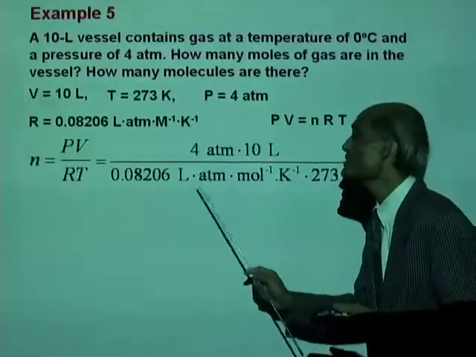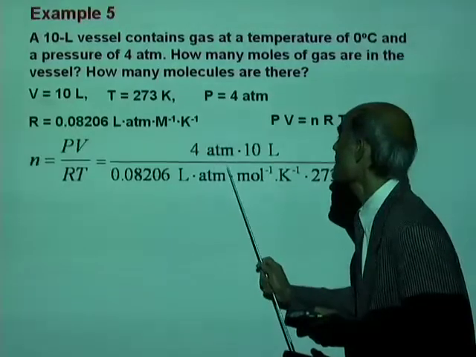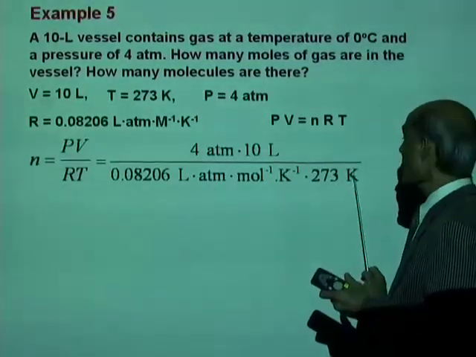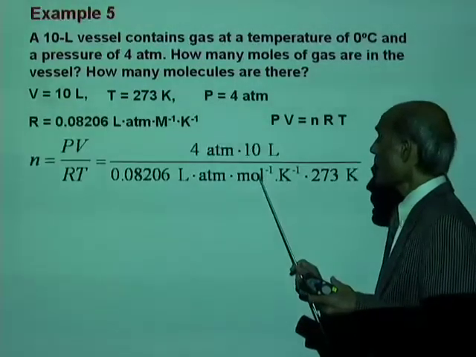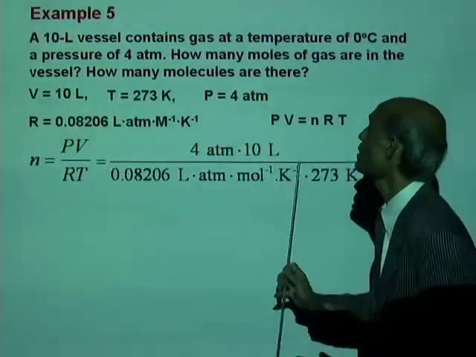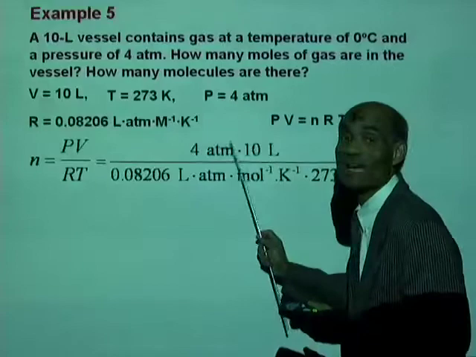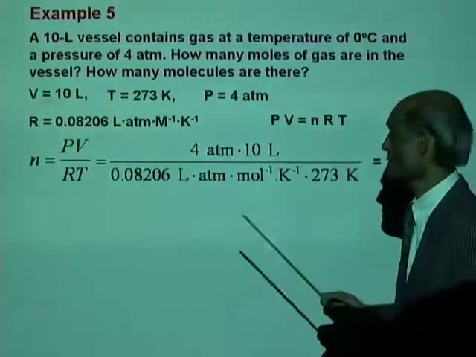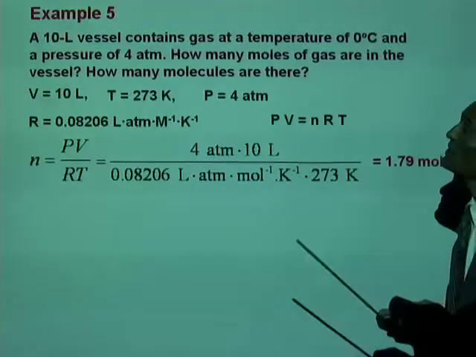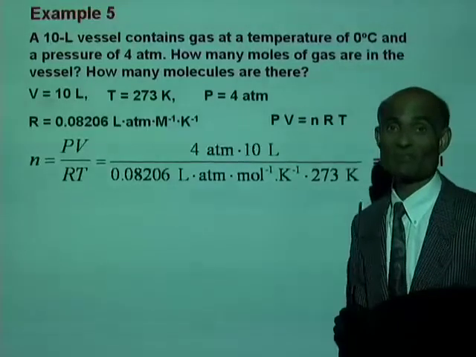And look at the units now. You can see liter and liter, atmosphere and atmosphere will cancel. Per Kelvin and Kelvin will cancel. And per mole will go up. The unit, when you simplify it, will be mole. n equal to whatever number you get, that many moles. So that will be 1.79 moles, the number of moles of that gas in that container.